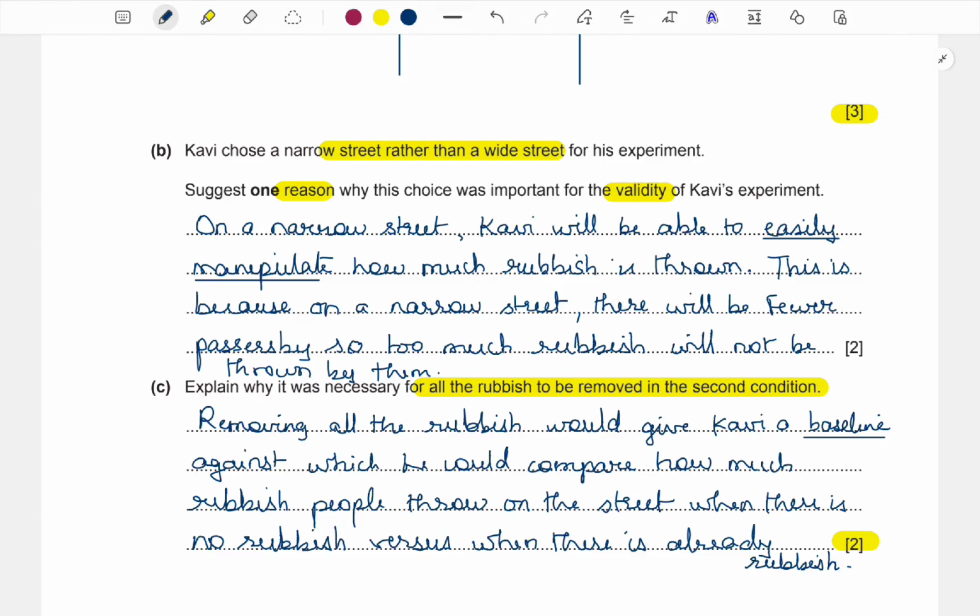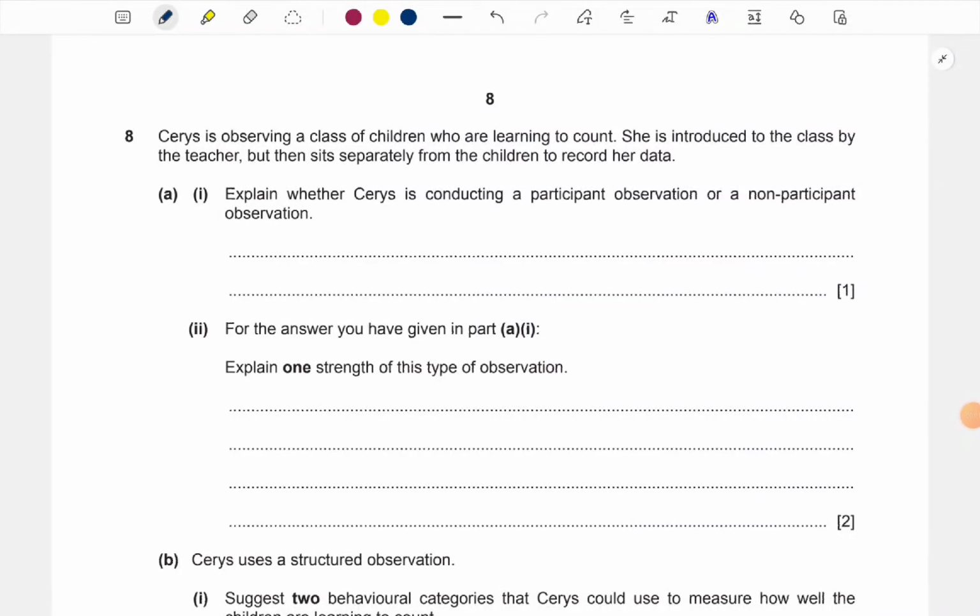Let's come to the next page now. Next page, we have a new scenario. So let's read it carefully first. TLJ is observing a class of children who are learning to count. She is introduced to the class by the teacher, but then sits separately from the children to record her data. Explain whether TLJ is conducting a participant observation or a non-participant observation.